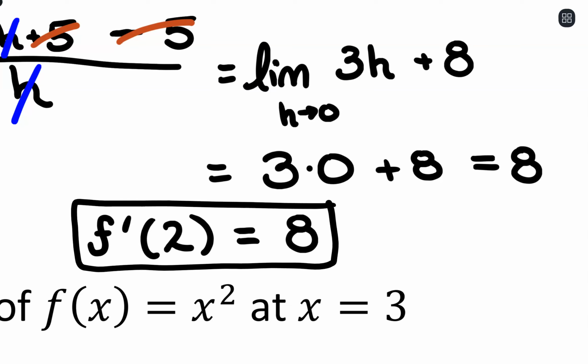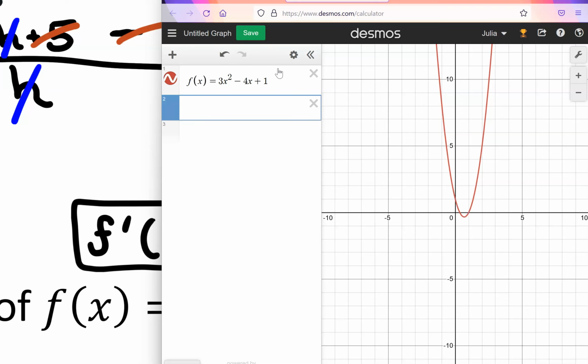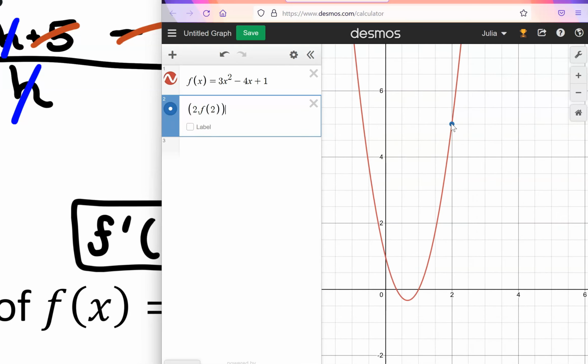And let's go and check that out on a graph. Let's go to Desmos and see what this is telling us. I'm going to graph our function. I'm going to call it f of x equals 3x squared minus 4x plus 1. We're looking at the coordinate 2, f of 2. So we can see our parabola, and the coordinate that we're looking at, which is the coordinate 2, 5.